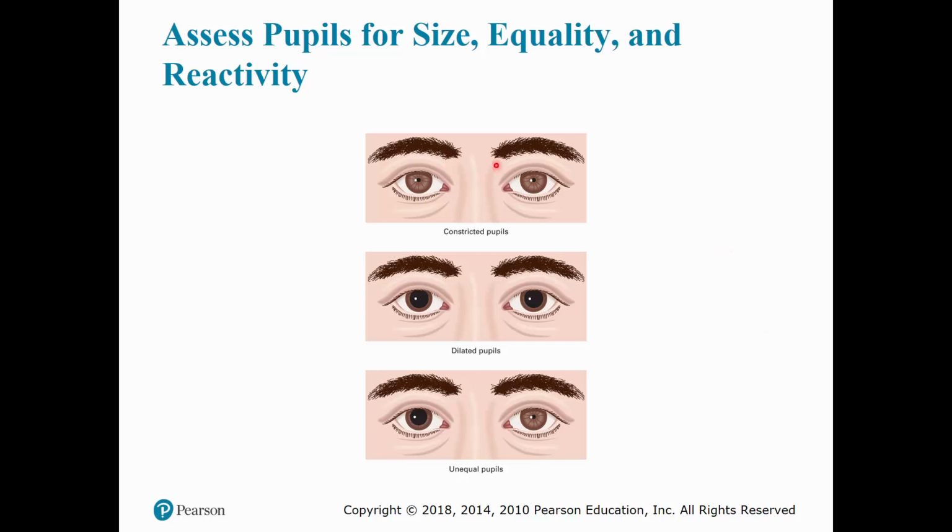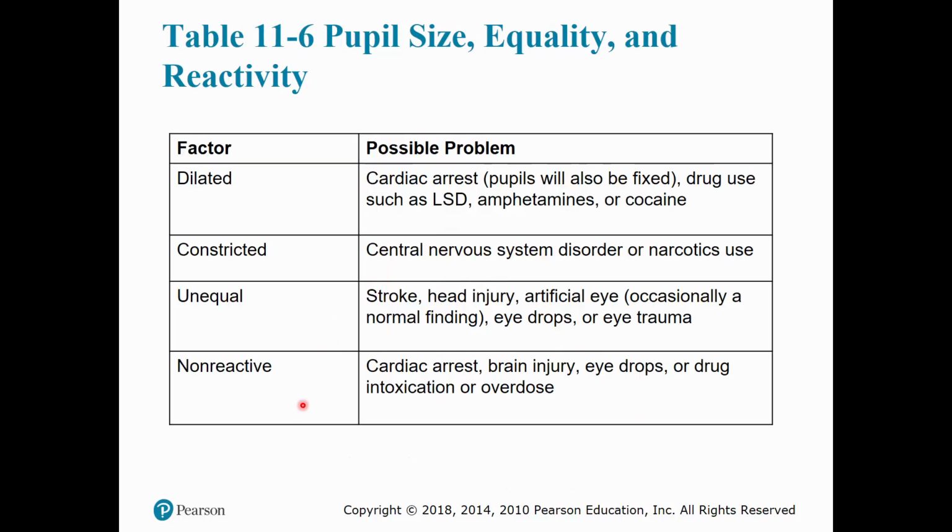So you want to assess for constricted pupils, dilated pupils, or unequal pupils. Table 11-6 goes over factors of pupil size and potential problems that you may come across, such as dilated eyes may indicate cardiac arrest. In this case, pupils will also be fixed and non-reactive.